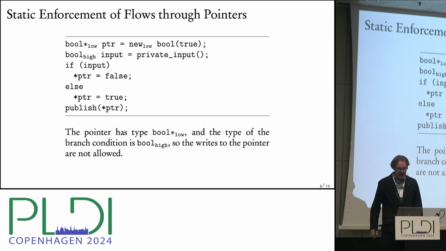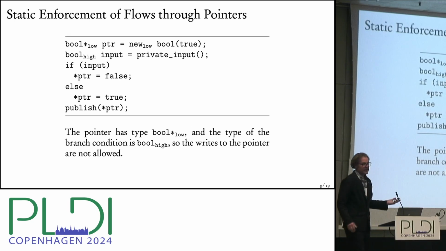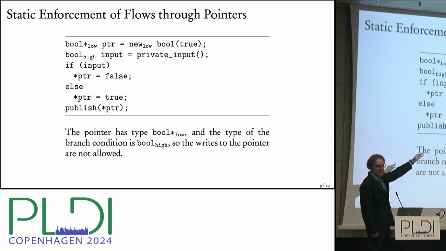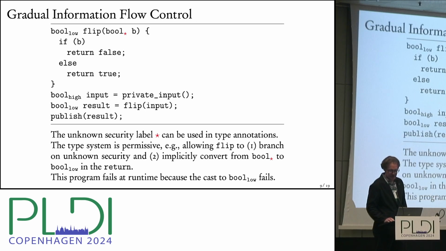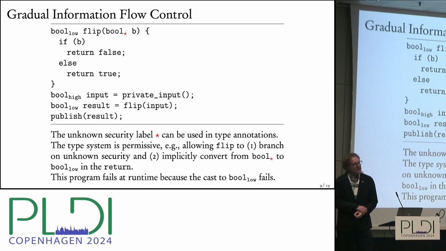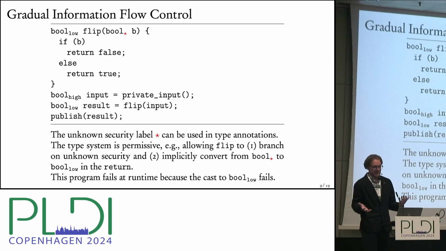And then on the static checking side, there's a similar kind of static check that would happen. Here again, in the branch, we're trying to write to a low security pointer, but the static type system knows that we're in a high security branch and will disallow that also at compile time. Okay, so that's the standard static and dynamic IFC. Now what if we go gradual? Okay, so what does that mean?